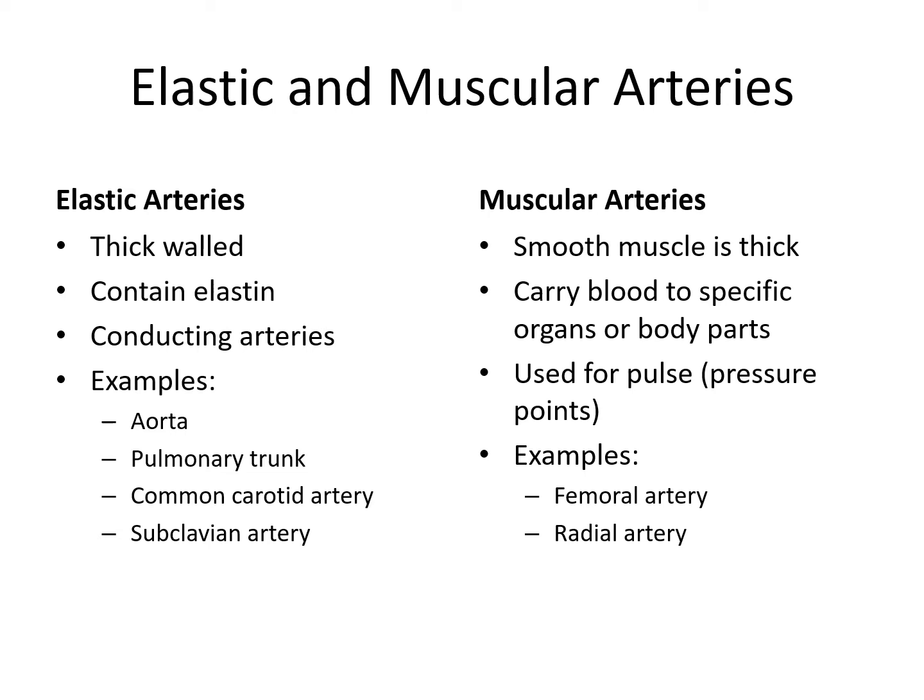For instance, the femoral artery is named for the location in the leg. The radial artery is named for the bone in the arm. So for most of the time, you're going to be able to spot a muscular artery simply because it's named for a location that it serves. Now, these muscular arteries are ones that are used for pulse points or pressure points. These are the ones where you normally take your blood pressure.